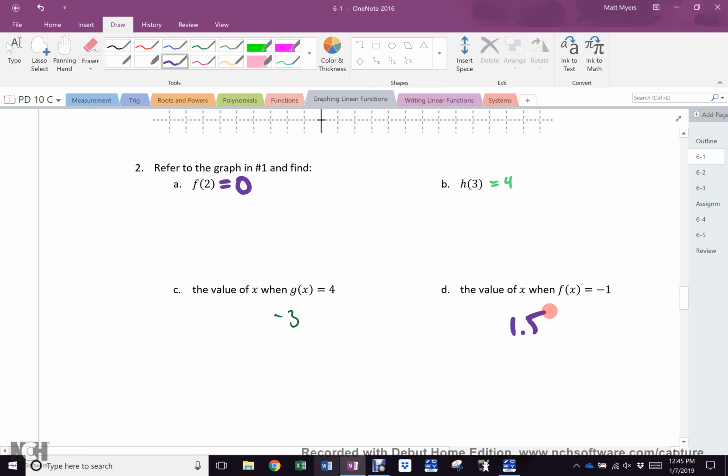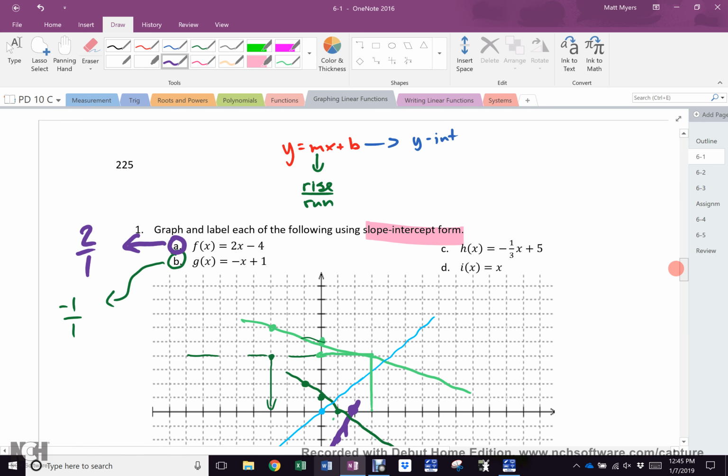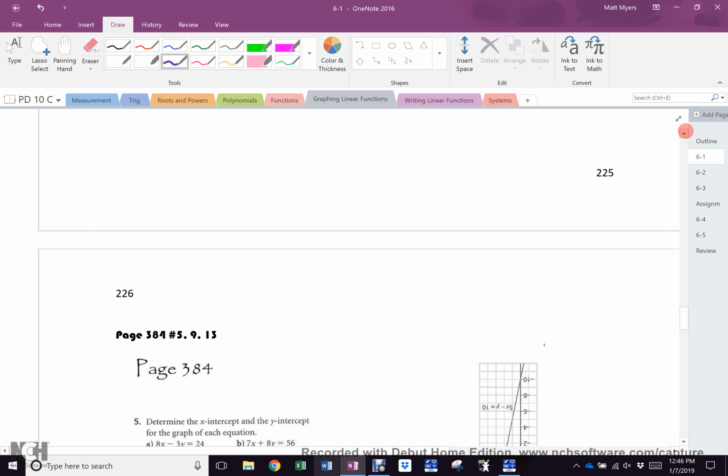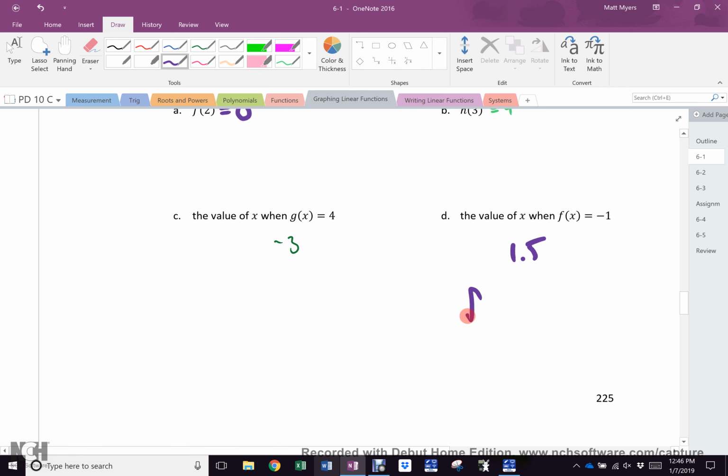1.5. Now, if we wanted to be exact, f of x equals 2x minus 4, correct? f of x is negative 1, so negative 1 equals 2x minus 4. Add 4 to both sides. 3 equals 2x, x equals 3 halves. Great.